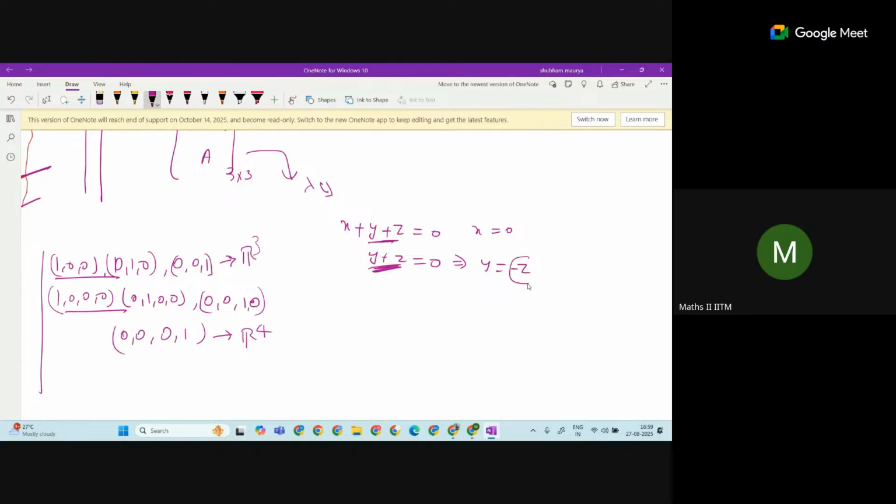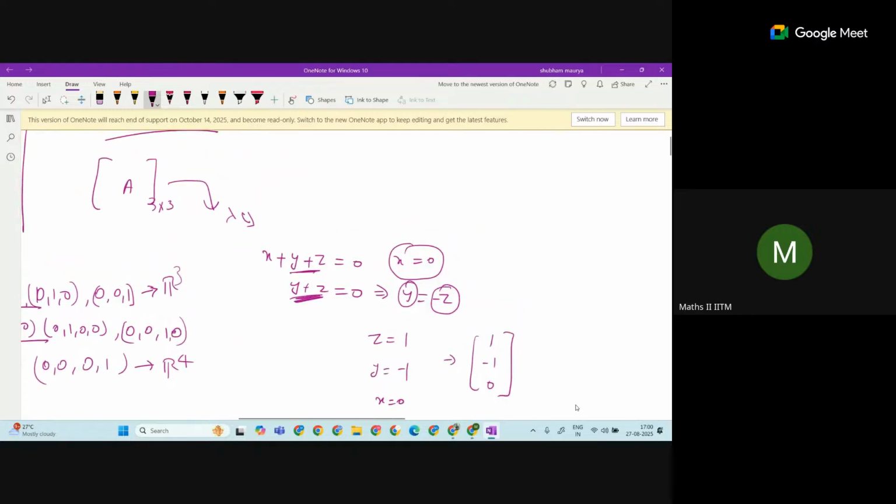So y is independent, z is dependent, which is 0 value. It means we got the x value 0. Y is dependent on z. So in this way, you want to find the eigenvector. You can assume z is equal to 1. So this will give y is equal to minus 1, and x is already 0. So by that way, you end up with one vector, this one.